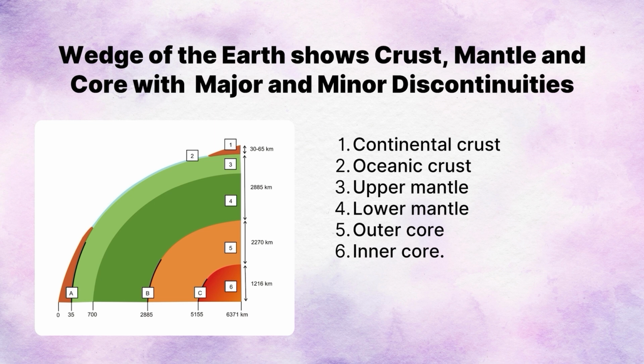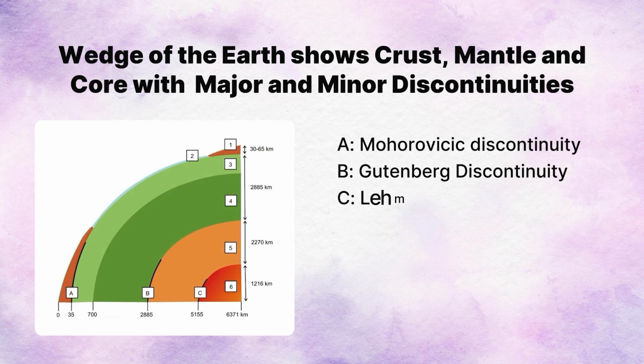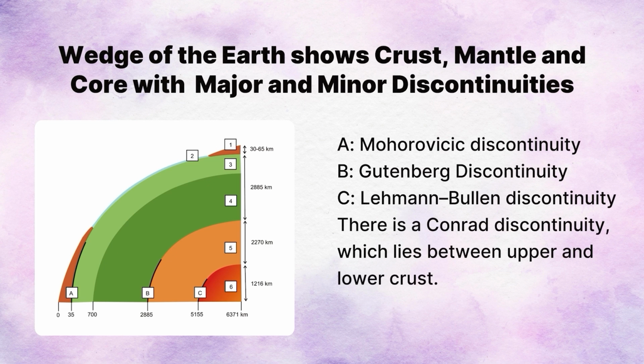And these layers are separated by discontinuities. The Mohorovičić discontinuity lies between the crust and mantle. The second important discontinuity is called Gutenberg discontinuity, which lies between the mantle and the core. And the third one is the Lehmann-Bullen discontinuity, which separates outer core from the inner core, and there is a Conrad discontinuity which lies between upper and lower crust. So these are the important discontinuities. We will discuss each discontinuity separately.